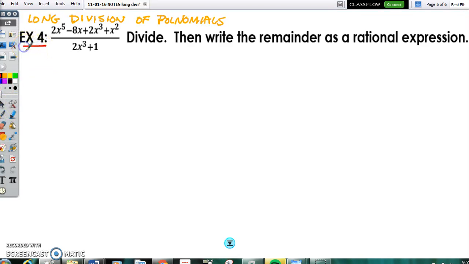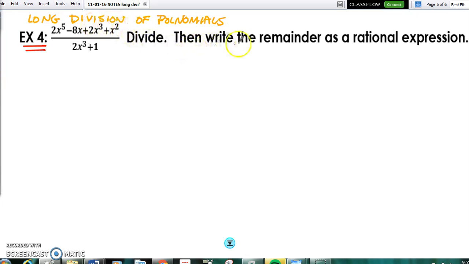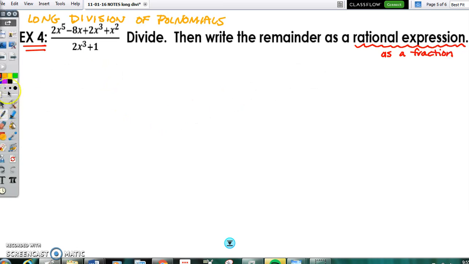Example number 4. Hey, this is our last one that we're going to do, and it's going to be fun. It says divide. Okay, we'll use long division, and then we're going to write the remainder as a rational expression. This is fancy, precise vocabulary for as a fraction. The remainder, we're not just going to write an R, we're going to write it as a fraction, which we've talked a little bit about.